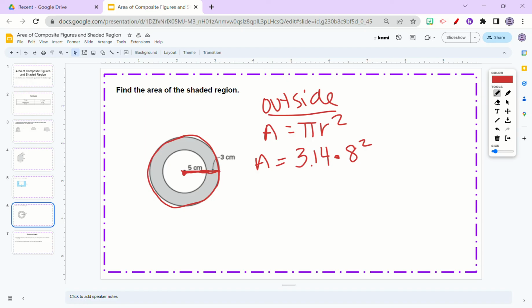All right, so 3.14 times 8 squared is 64. So 3.14 times 64. And that gets us 296.